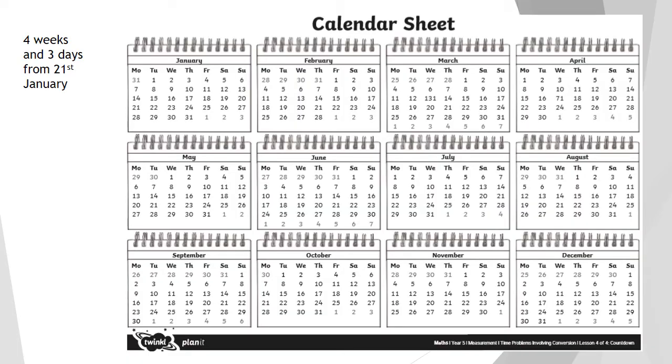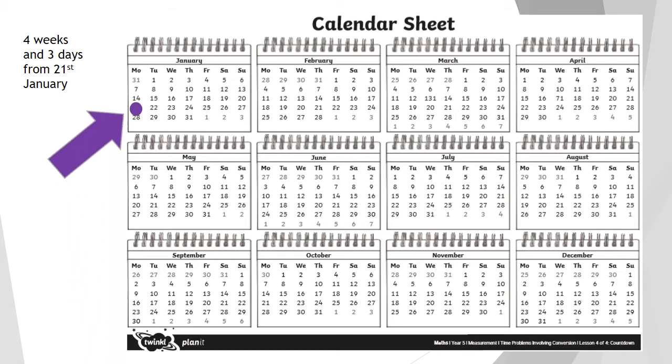So you should have got this calendar sheet, and that's going to help us a lot with our lessons today. But before we go on to actually answering some questions, we're going to look at how it's going to help us. So if I was looking at the date, the 21st of January, and I wanted to know what day it would be 4 weeks and 3 days from the 21st of January, well, first of all, I'd need to find the 21st of January on our calendar.